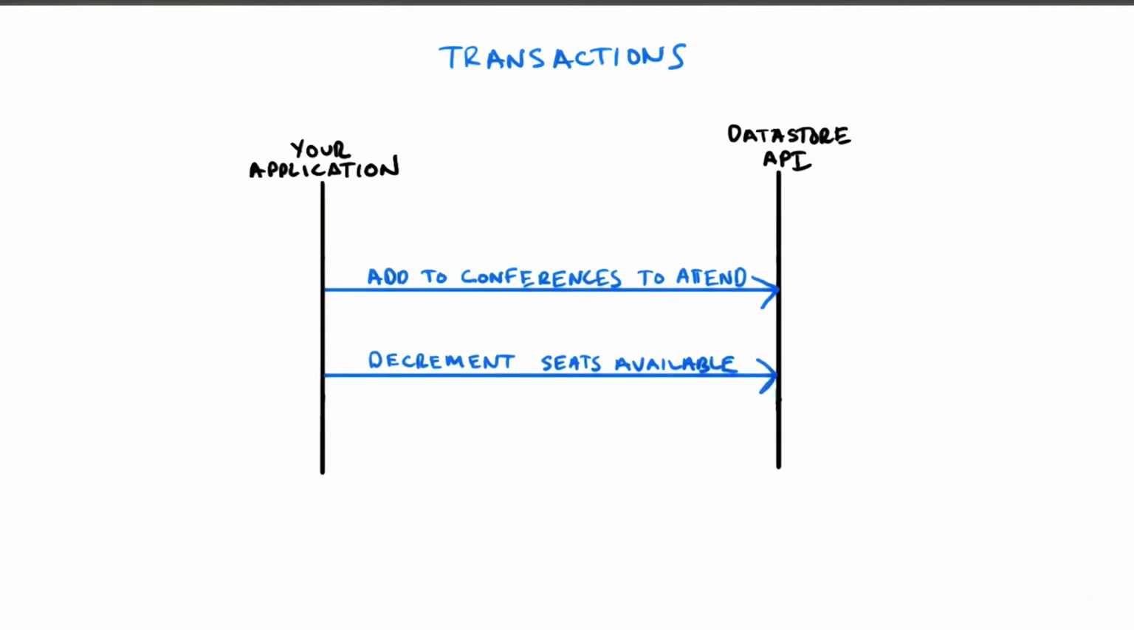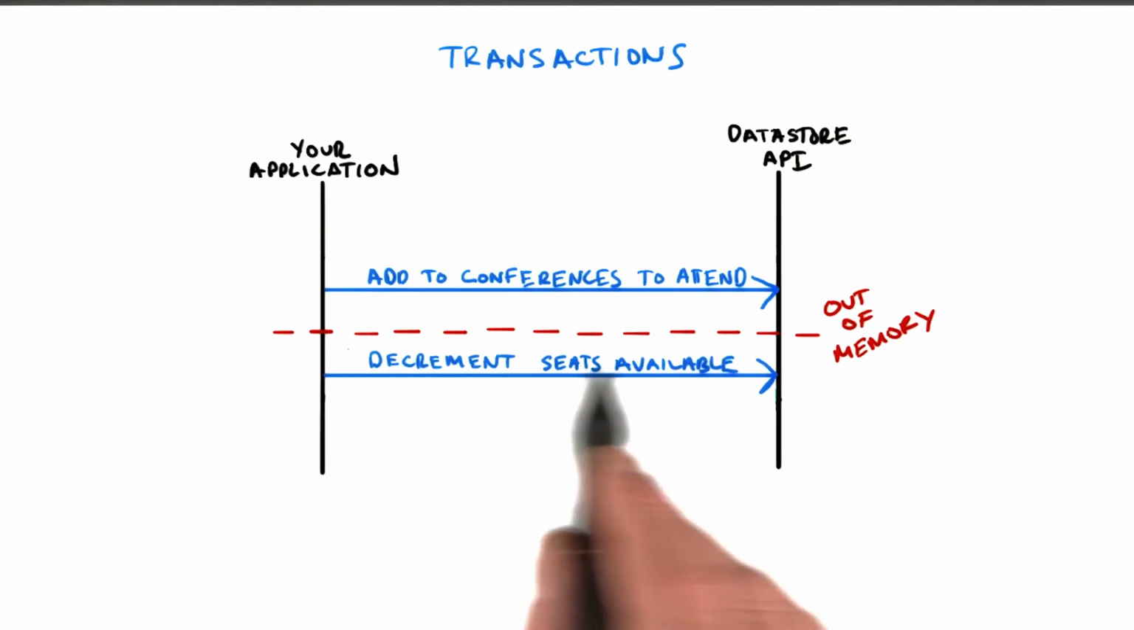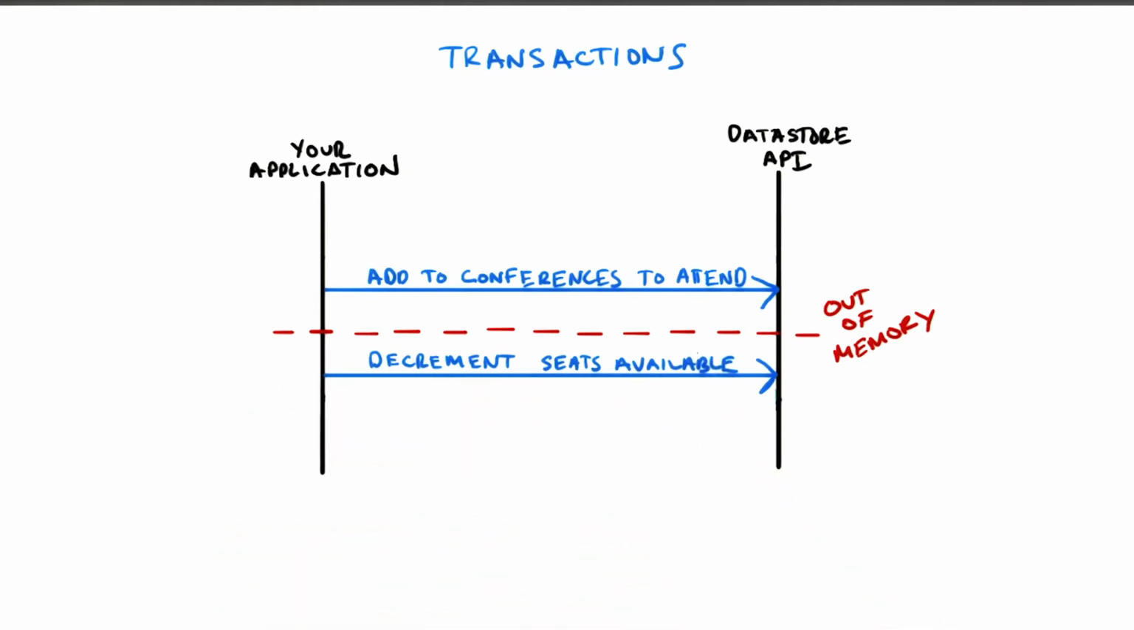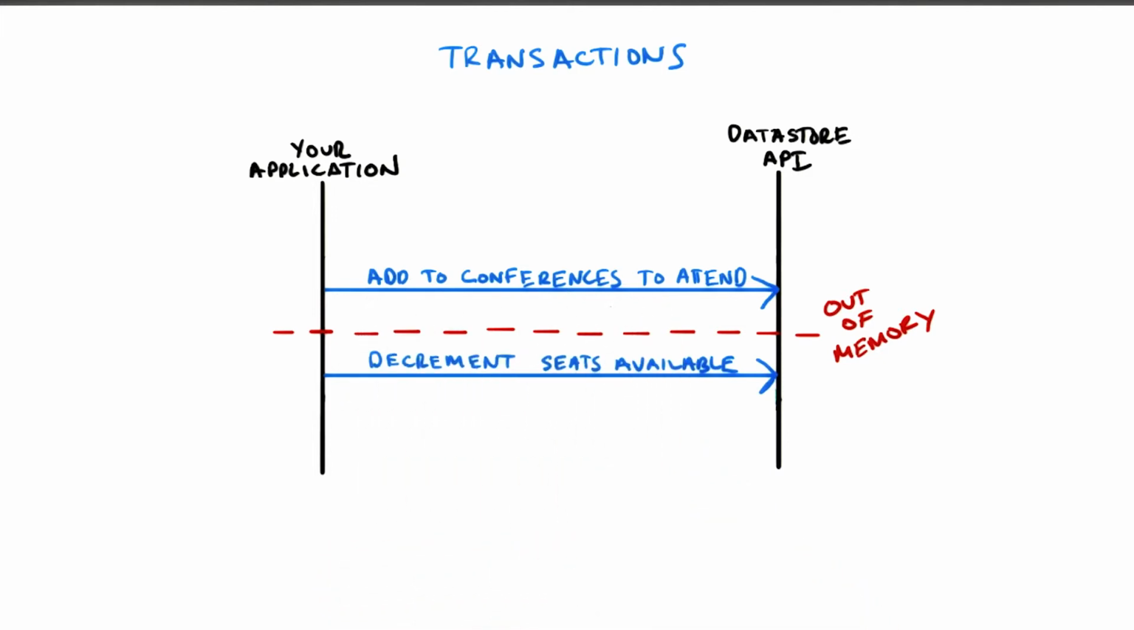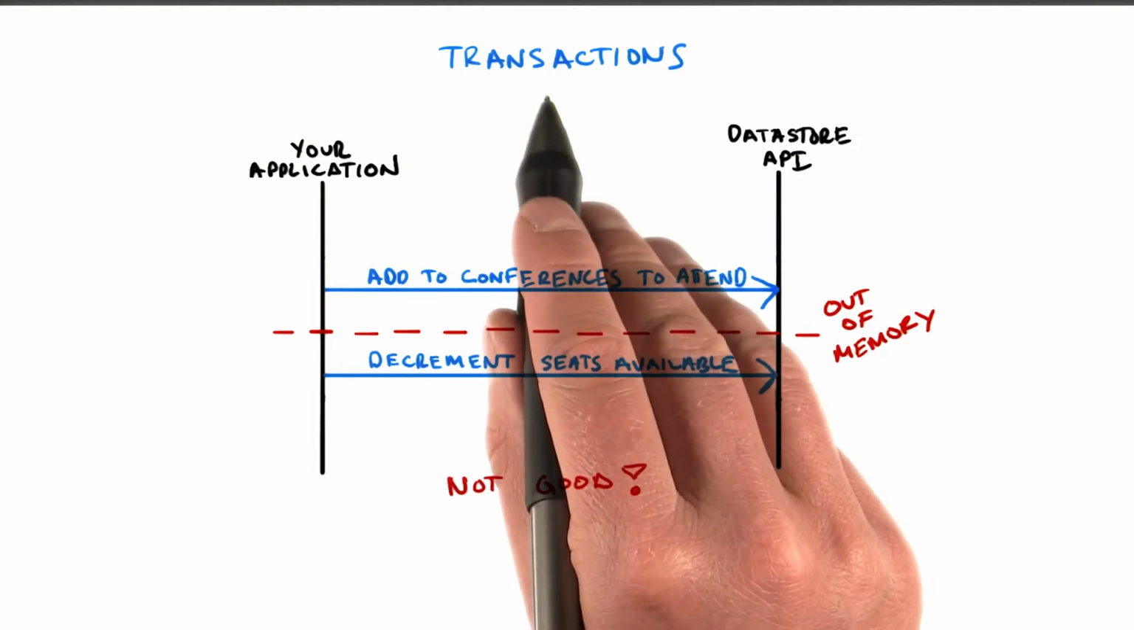And then the unthinkable happens. Your application needs to terminate for some reason. For example, it runs out of memory and is faced with a critical termination condition. In this case, when your application restarts, the profile entity will have the conference registered to attend, but the seats available counter has not been decremented. This means that there will be more users attending than there are seats available. That is not good. We solve this problem by using transactions.